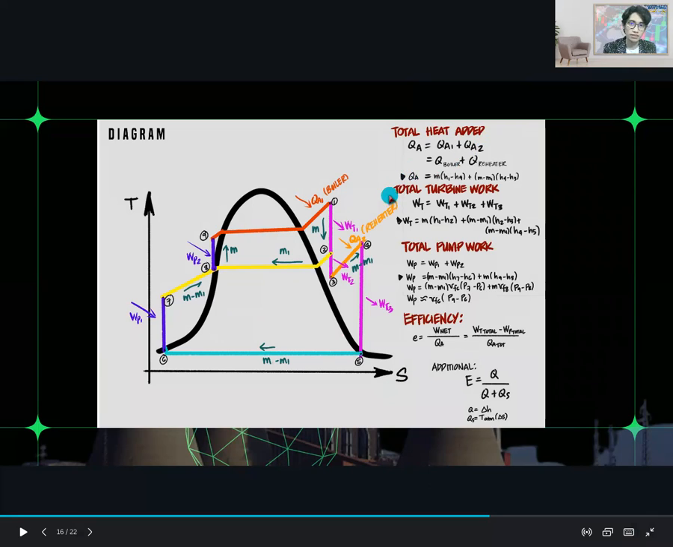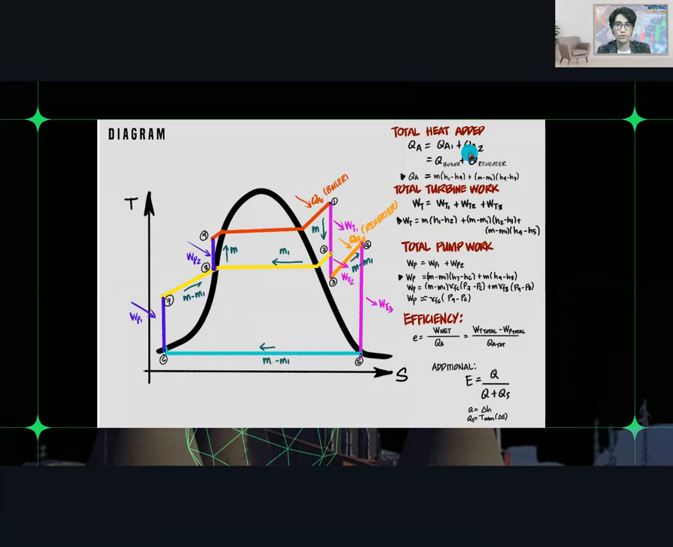Total heat added, QA, is equal to QA1 plus QA2, which is equal to Q of the boiler plus Q of the reheater. Here, the heat added is the heat added of the boiler plus the heat added of the reheater, where the total turbine work, WT, is equal to WT1 plus WT2 plus WT3. So 1, 2, and 3.